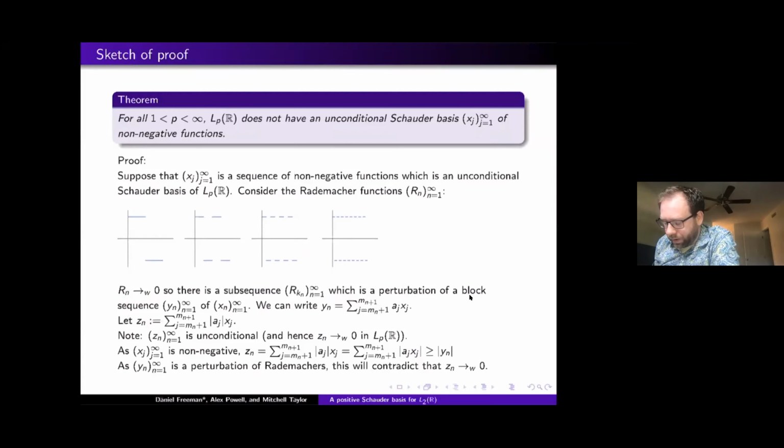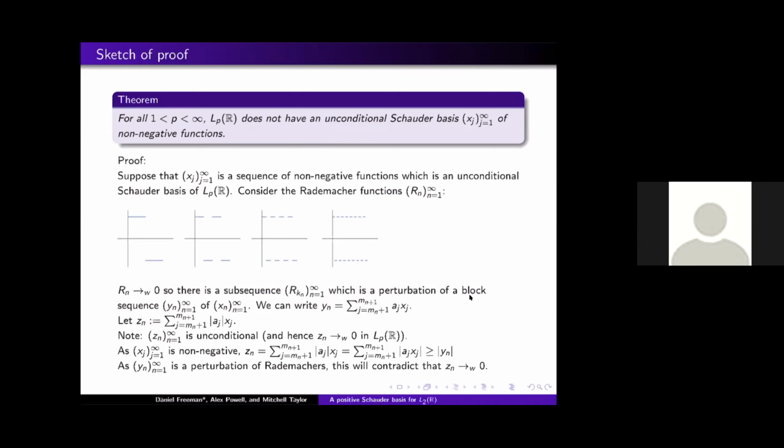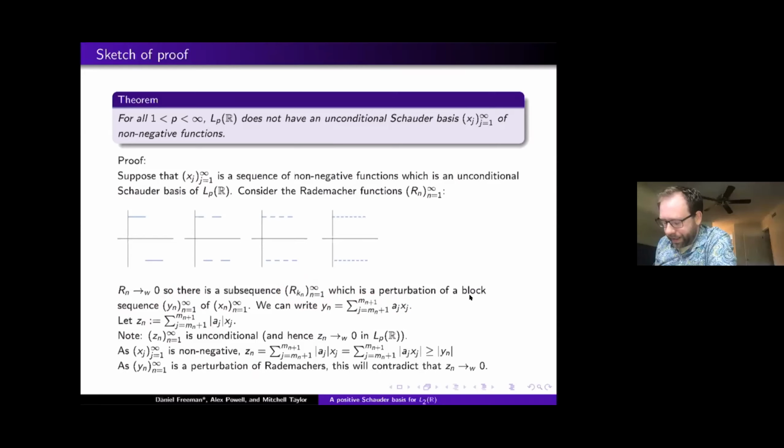And whenever you have a sequence which converges weakly to 0, you can find a subsequence which is a perturbation of a block sequence of our unconditional basis. And so by passing to a subsequence, we can find a block sequence y_n and write it this way, so that y_n is a perturbation of the Rademachers. And now because y_n is a block sequence, and x_j is unconditional, we can put the absolute values on the coefficients.